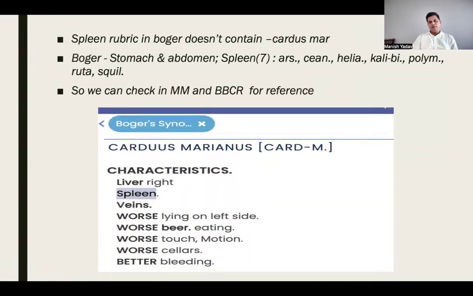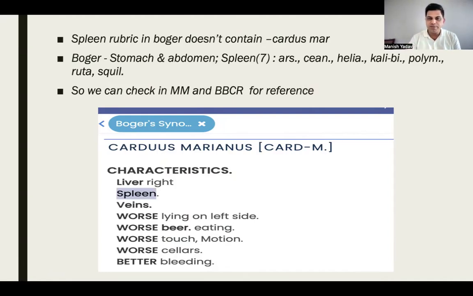So when we check in the materia medica, Cardus Marianus, liver, right, and spleen. Next organ is spleen. So you see, in Boger's synoptic key materia medica, spleen is written, but maybe in the repertory part it is missing. Hence, I always say that repertory is just an index. Do not rely too much, whichever repertory it is, on rubrics. Whatever real matching you want to make, when your repertory gives general remedies, 4, 5, 6 remedies, match it in the book, the materia medica.